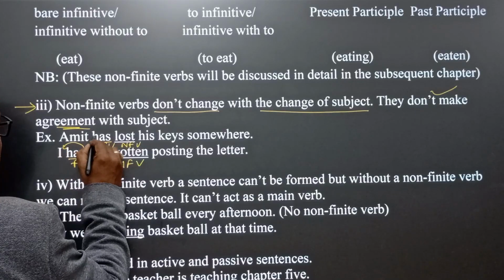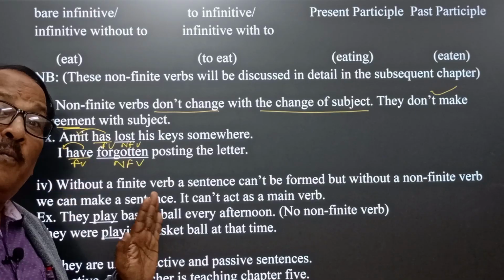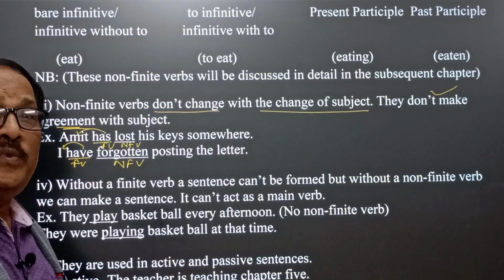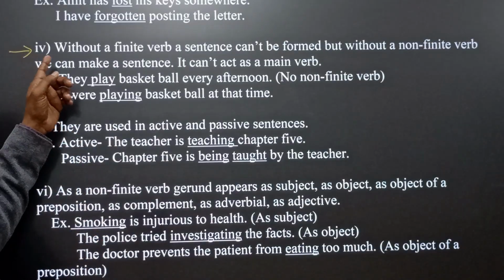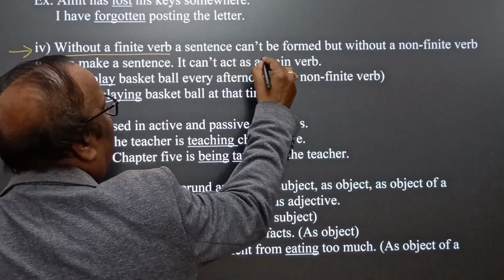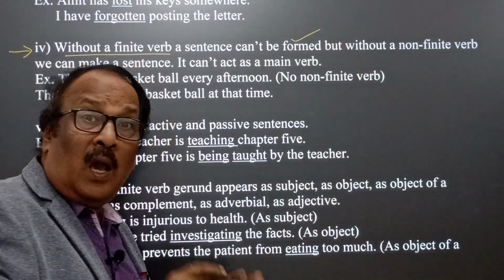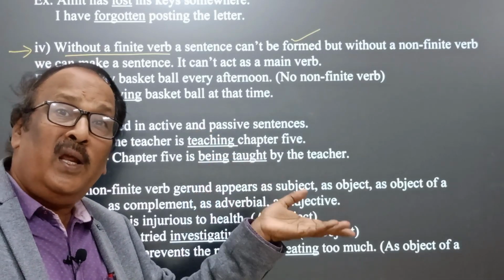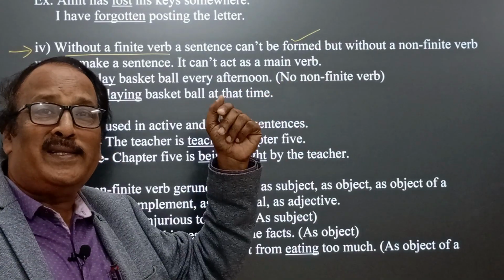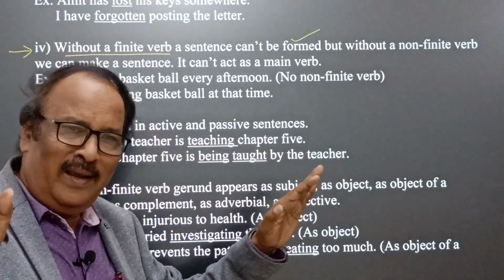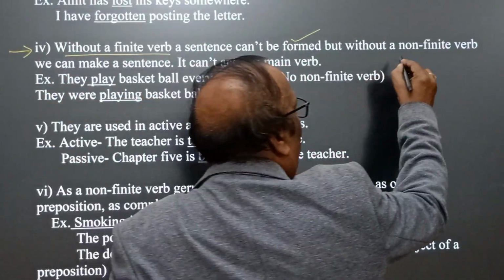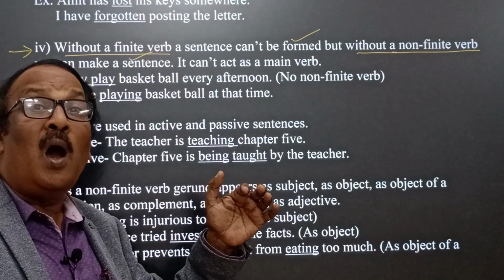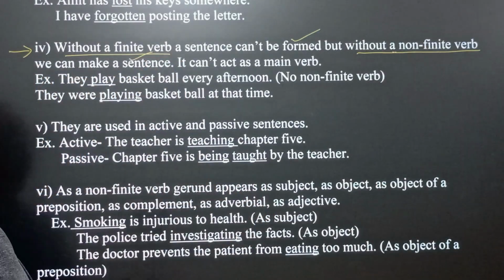The relationship with the have, forgotten, is not changed with the changing of subject. Point 4. Without a finite verb, a sentence can be formed. Yes, this is true. Without a finite verb, neither a clause nor a sentence can be formed. Okay? But without a non-finite verb, we can make a sentence. How? Let's see. Here we find.